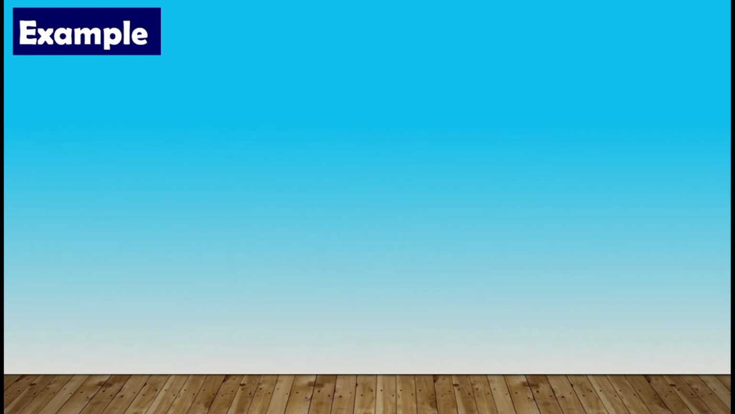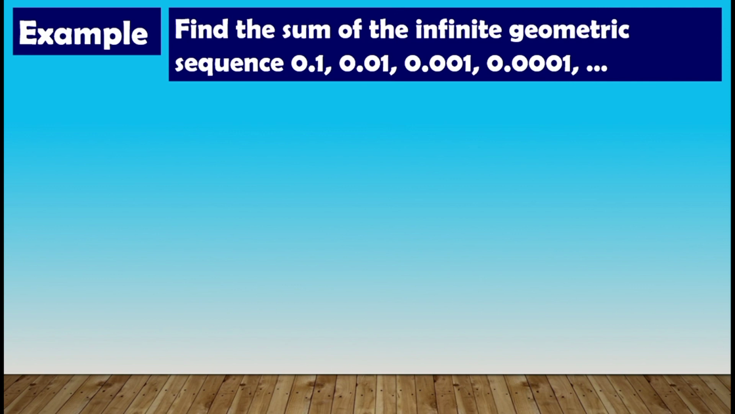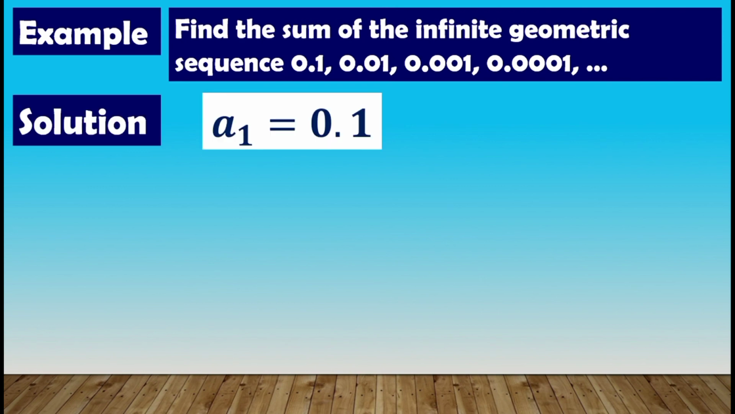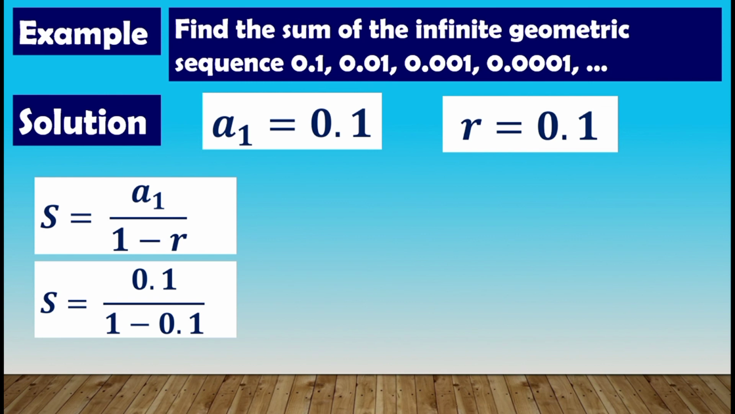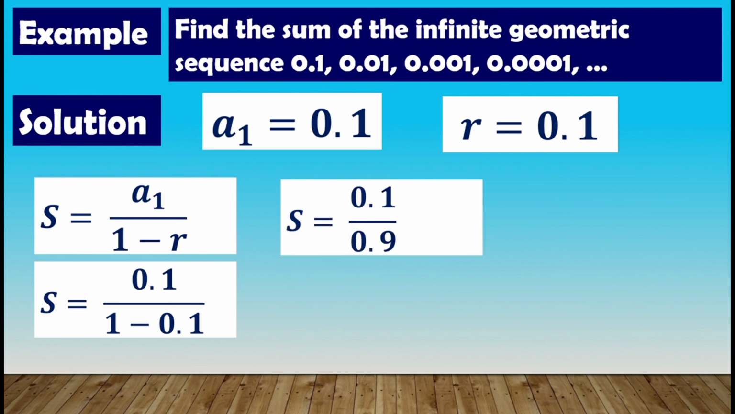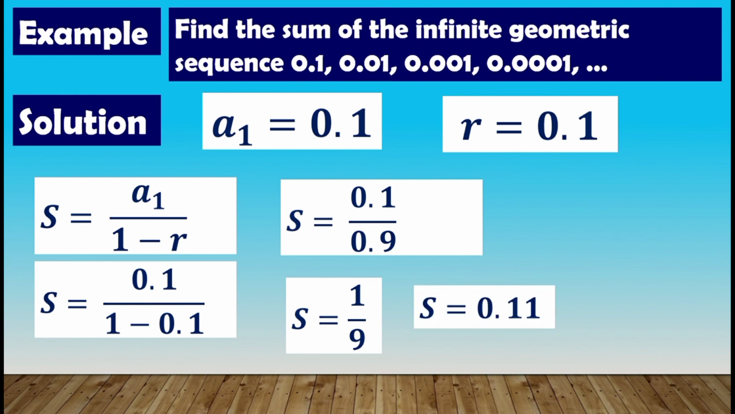Let's have another example. Find the sum of the infinite geometric sequence 1/10, 1/100, 1/1000, and 1/10,000, ... Again, first term here is 1/10 and the common ratio is also 1/10. Utilizing our formula, S is equal to a sub 1 all over 1 minus r. So substitute our first term and our ratio, then simplify. S therefore is equal to 1/10 over 9/10. In this case, sum of our infinite geometric sequence is equal to 1/9, or we can have it in terms of decimal, which is equivalent to 11 hundredths.